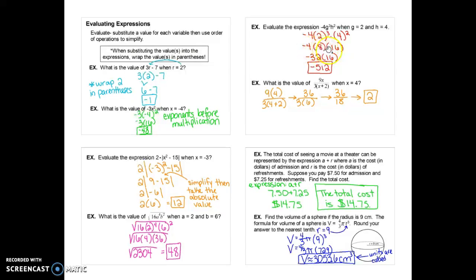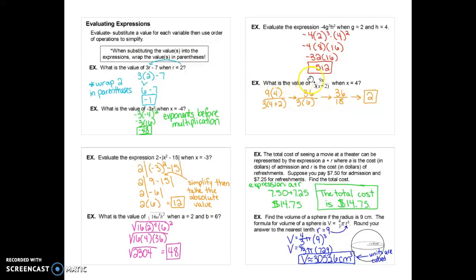Now all you have left is multiplication, so we do this left to right. Negative 4 times 8 is a negative 32. Carry down your 16. And then the final step, negative 32 times 16 is a negative 512, which is your final answer.